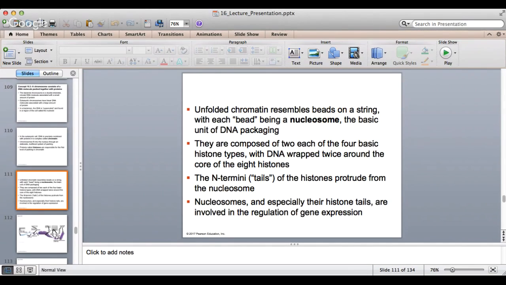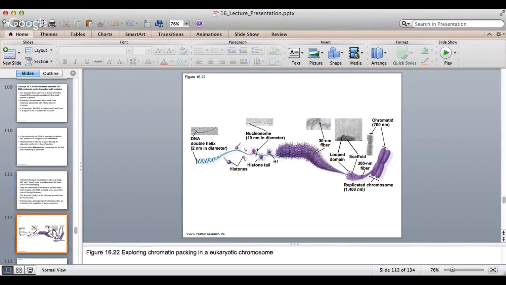Now, they're going to have 4 basic histone types. They're going to wrap around. I don't want you guys to worry about this for the test, N-terminal tails and nucleosomes and all that good stuff. Just know that what we're doing is trying to condense it. We've got all this new DNA that's just been replicated.